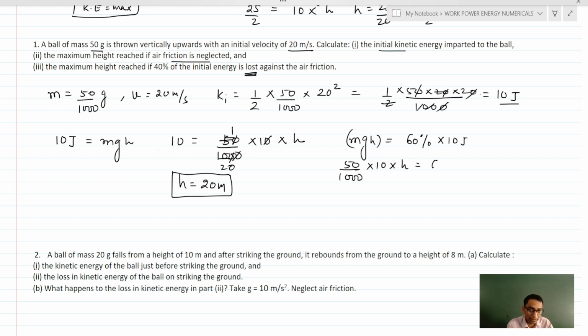But still, let us calculate it this way. These zeros get cancelled, 5 ones are 5, 5 twos are 10. So the height above the ground is 12 meters. This will be the answer to the problem.